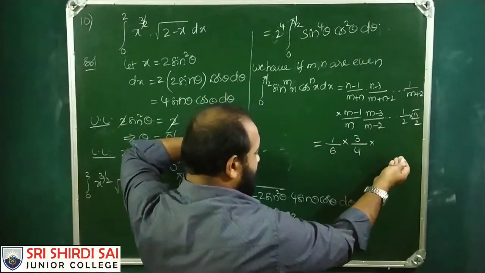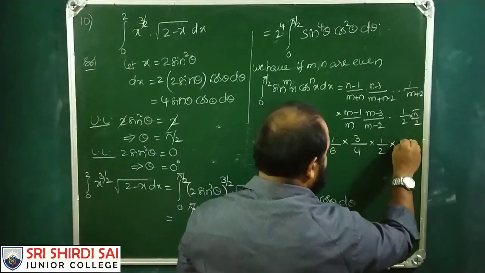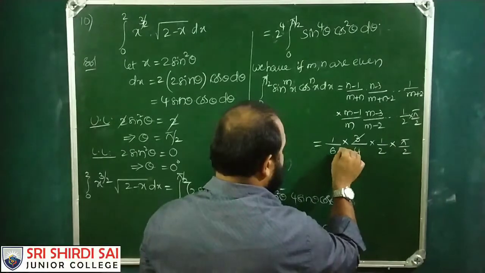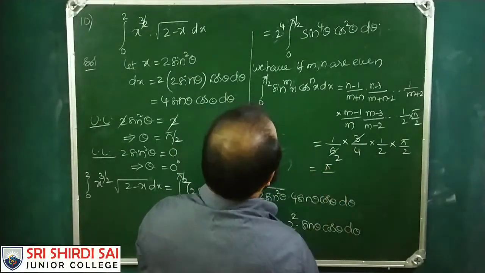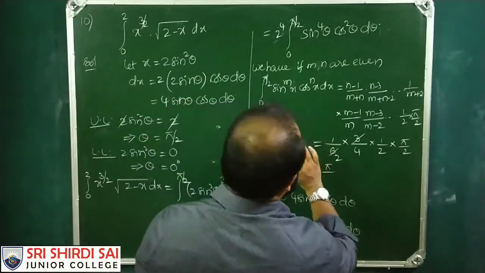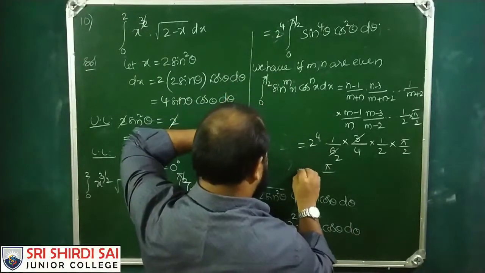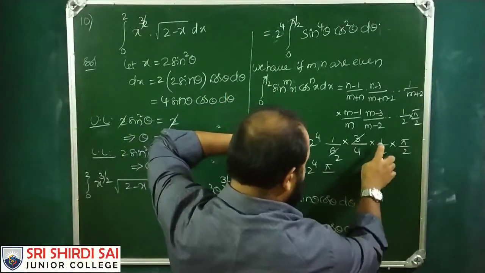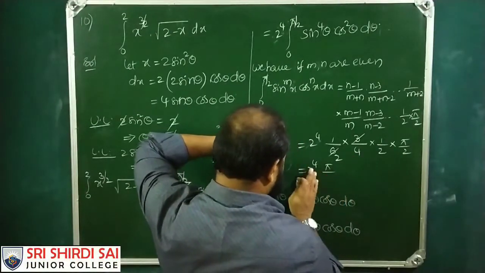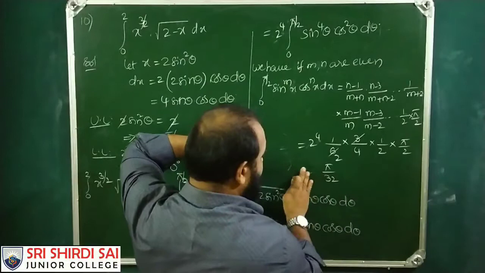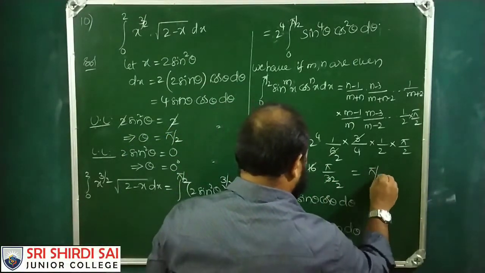So further reduction by 2 is possible. So 1 by 2. If we got 1 by 2, then pi by 2 is the final one. So 3 2s are 6. And here 2 power 4 has been missed. So this is 2 power 4 into, how much is this? 2 4s are 8, 8 2s are 16, 16 2s are 32. So 2 power 4 is 16, 16 2s. So the answer is pi by 2.